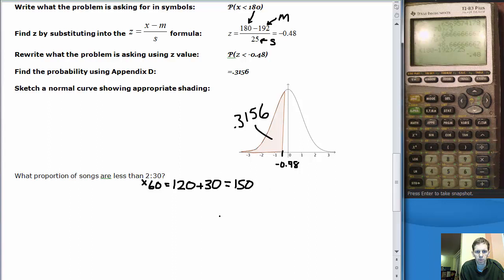In our first step, we write the problem in symbols. This would be the probability that x is less than 150 seconds, because we're looking for the proportion of songs that are less than 150 seconds.